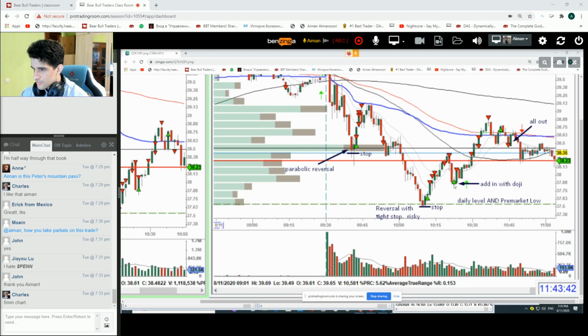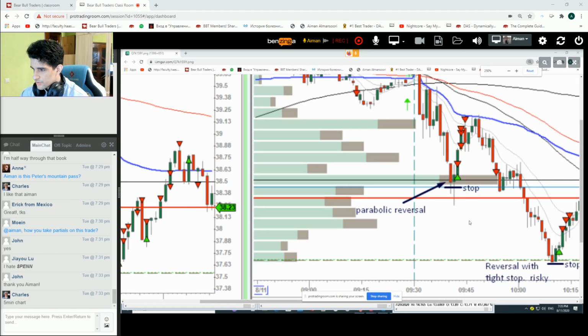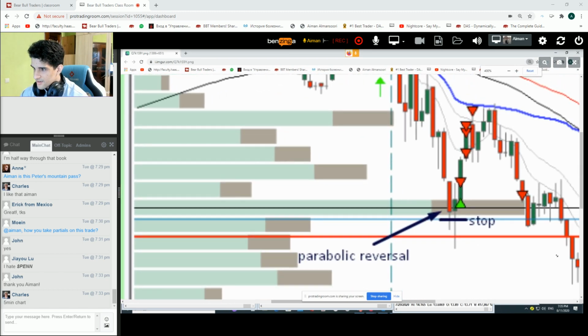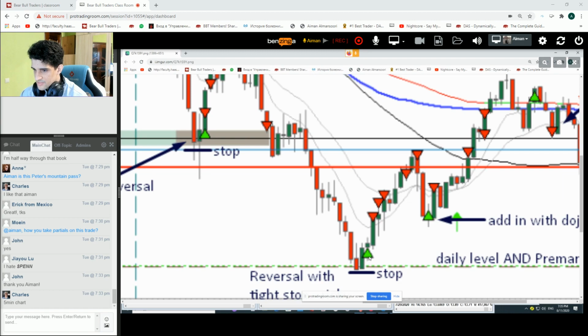It's dropping down. You are adding in with the doji. This I also like, and I would have done the same thing if I missed this entry, because now we are having a double bottom with the second bottom higher than the first one. We are having a doji here. If you are taking it the last few seconds before the candle close, it's good.